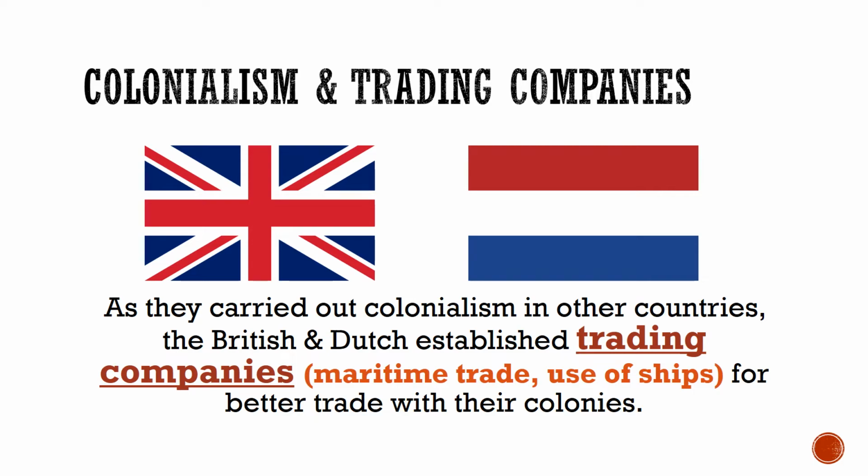Basically, how did these trading companies conduct trade? They used maritime trade, which is also known as trade using the sea. And how did they conduct this trade? They used ships. As we go along and talk about these two trading companies, we will be focusing a lot on the use of ships, and how they actually came all the way from Europe to certain parts of Southeast Asia to conduct their trade.